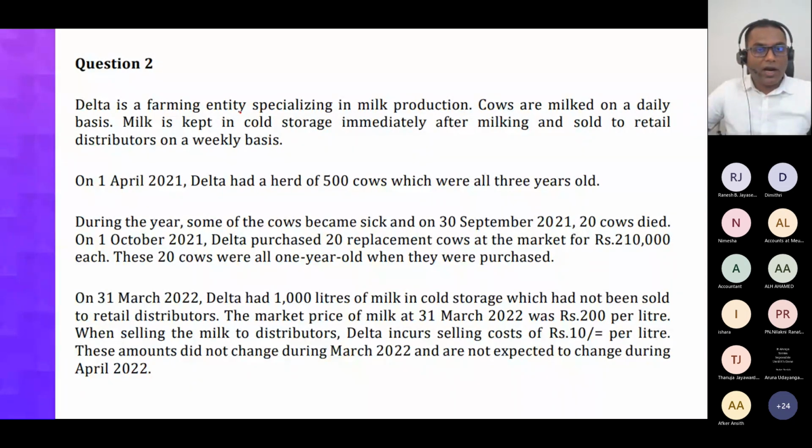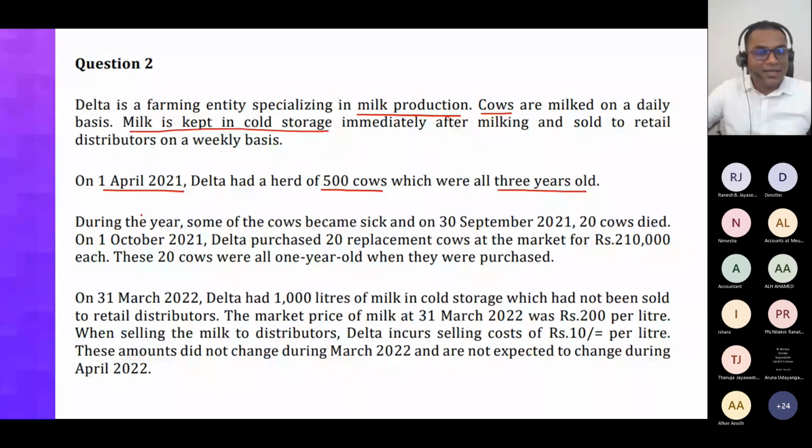Delta is a farming entity specializing in milk production. So they produce milk. Cows are milked on a daily basis. Milk is kept in cold storage immediately after milking and sold to retail distributors on a weekly basis. On 1st April 2021, that is at the beginning of the financial year, Delta had a herd of 500 cows which are all 3 years old. Same birthday, all of them are 3 years old.